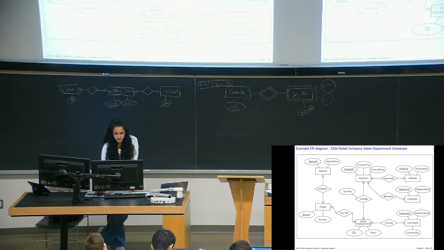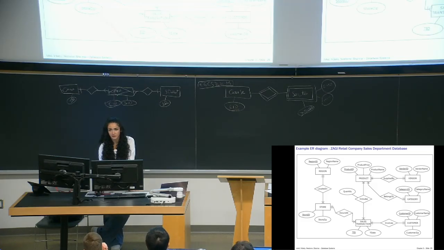Each vendor can supply one or more products, right? But each product is supplied by one and only one vendor. And as you see, there are primary keys or unique identifiers for each entity. This is exactly what you have to do.